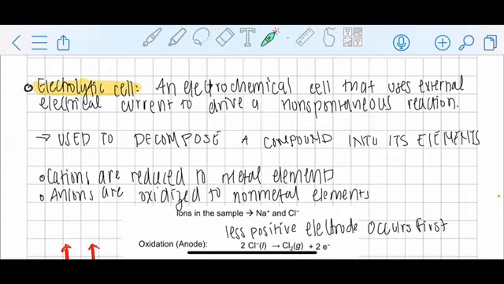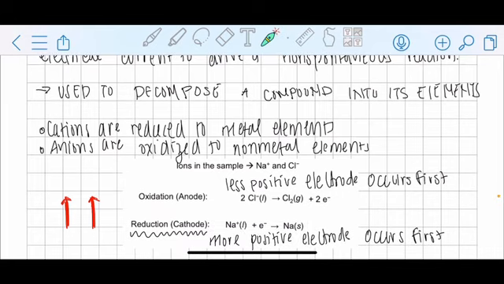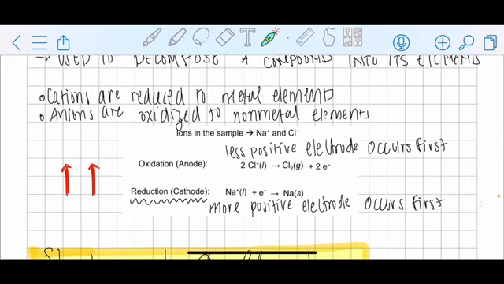An electrolytic cell is an electrochemical cell that uses external electrical current to drive a non-spontaneous reaction. It is used to decompose a compound into its elements. Cations are reduced to metal elements. So initially, at the cathode, where the reduction takes place, we saw how a solid metal, or an inert metal, was created. But here we see that it's inversely broken down into metal elements. And at the anions, where initially we saw that a metal was created, now they are oxidized to non-metal elements.